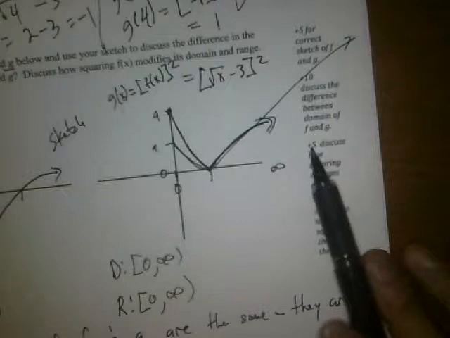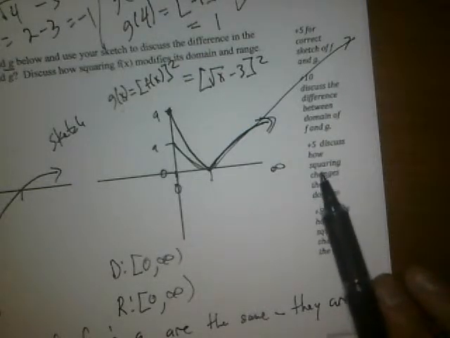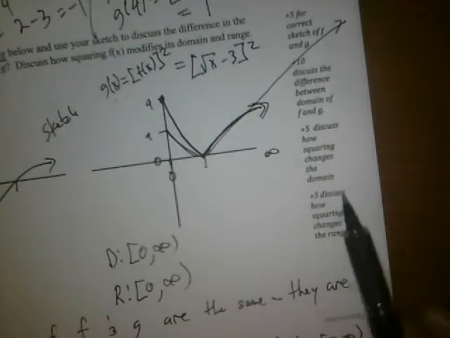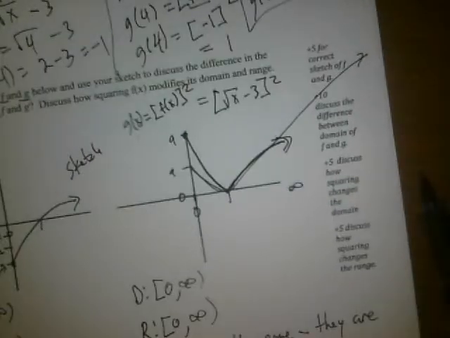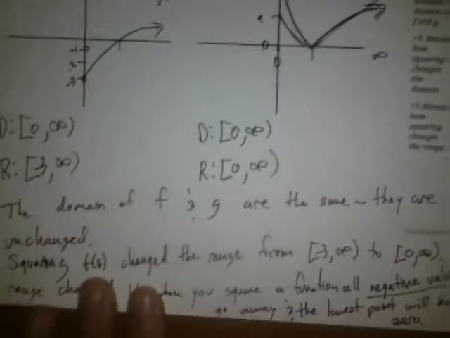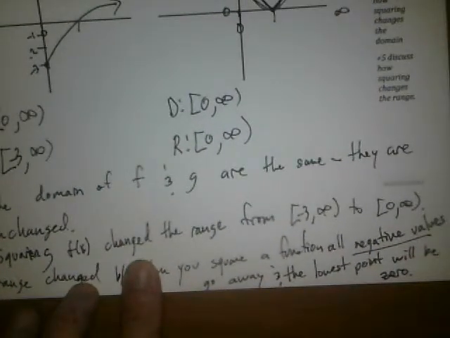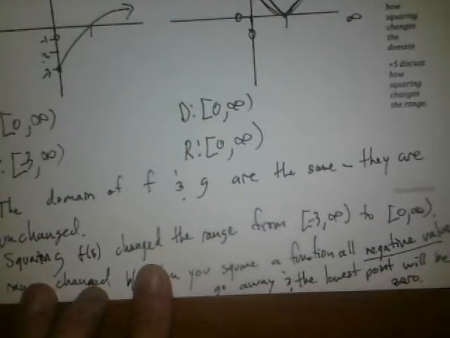Basically you just need to talk about the two, and this is what the scoring guide is: +5 for discussing how squaring changes the domain, +5 to discuss how squaring changes the range. That's what we're looking for here. And this is an idea of how you would solve this problem to get your full point value on this one over here.